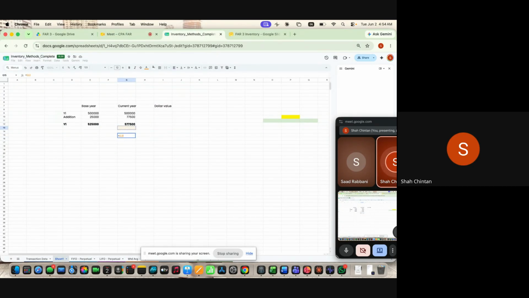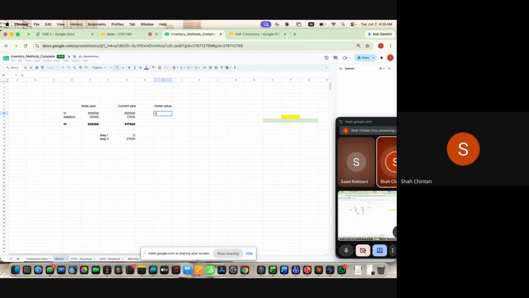It's my 577, which is my first year cost divided by my base year cost. So 1.1, my ratio becomes 1.1. So this is my step number one. What is my step number two? Multiply this with the base year of the addition. So the maximum dollar value you can carry is 27,500.